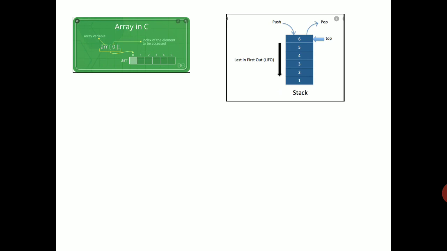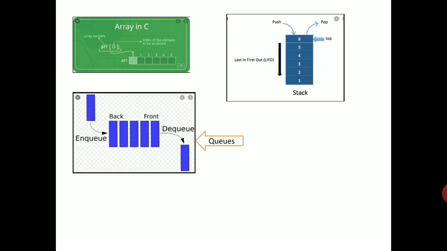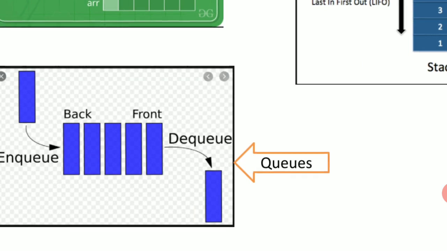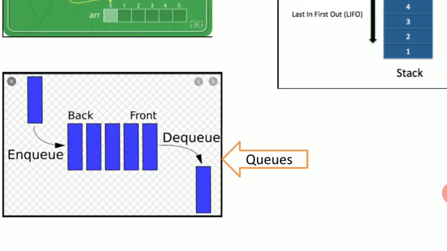We'll deal with it later. Array, and after array what do we have here? Stack. And after stack we have queues. Queue, normally you have seen queues. People have certain queues in the malls, in the cinema halls, at the electricity bill counter, wherever we see people standing in a queue.